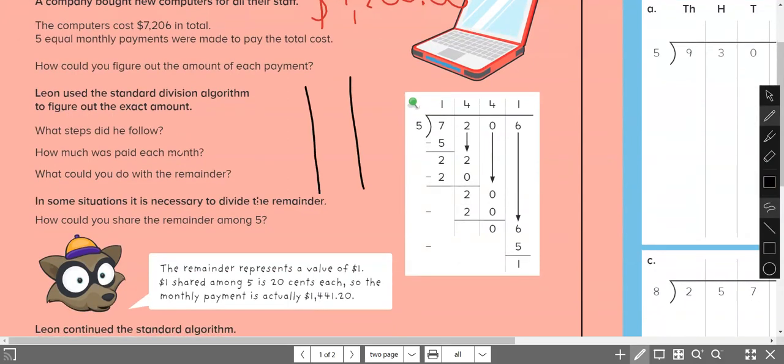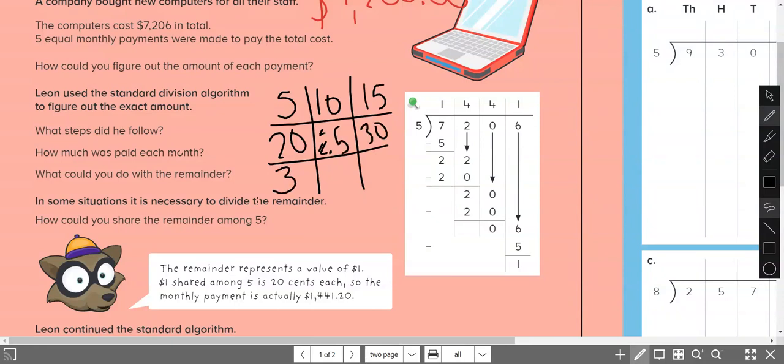So today, we're going to be continuing with remainders, but this one's a little different because we're using money, and so we have to figure out how to divide $1 or $2 that we have left into however many equal groups they're asking us to divide it into.